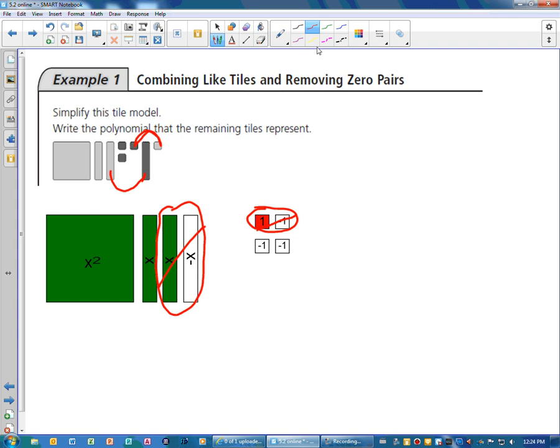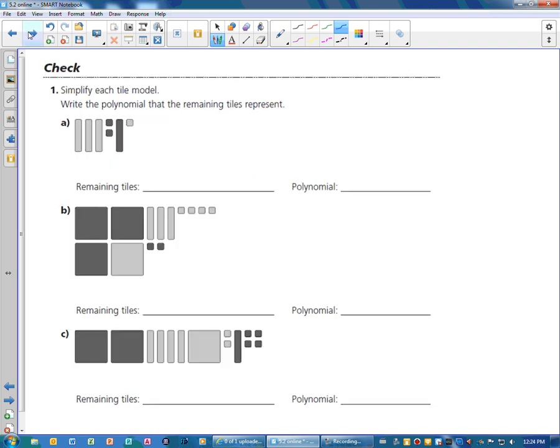So I still have an x squared. Okay, that's that one. I still have a singular x right here, and it's positive, so I write plus x. That's done. And then I've got these two negative tiles, so I write minus 2. Okay, so simplified, it's x squared plus x minus 2. So what you're going to do now is you are going to pause the video. You're going to try these 3 examples and come back when you're done.